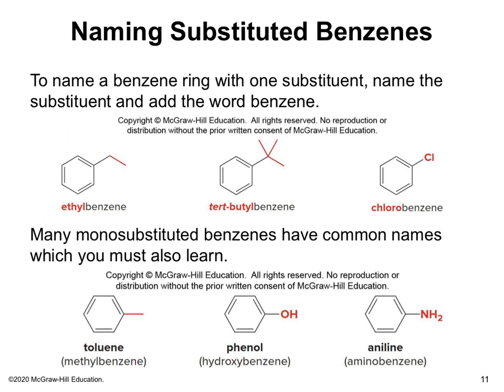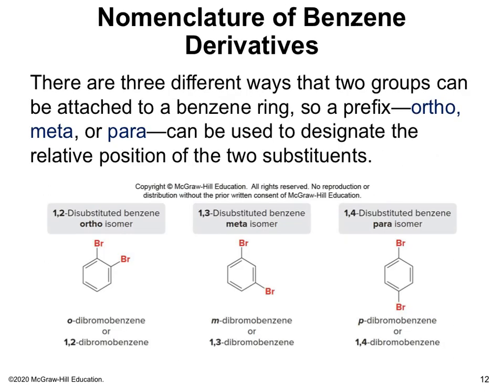So to name these, this is ethylbenzene, tert-butylbenzene, chlorobenzene. So you just kind of add the substituent and then benzene. You do need to know toluene. These are common names, and you should learn these, phenol and aniline.